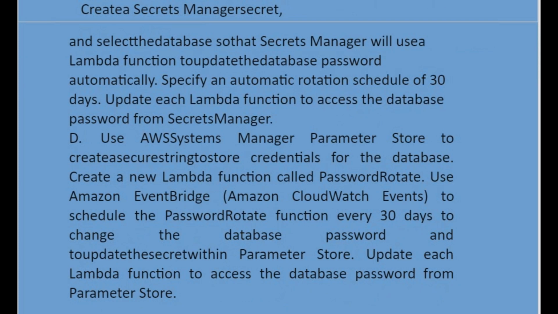Option D, use AWS Systems Manager Parameter Store to create secure strings to store credentials for the database. Create a new Lambda function called password rotate. Use Amazon EventBridge, that is Amazon CloudWatch Events, to schedule the password rotate function every 30 days to change the database password and to update the secret within Parameter Store. Update each Lambda function to access the database password from Parameter Store.